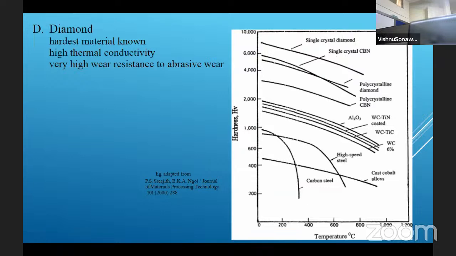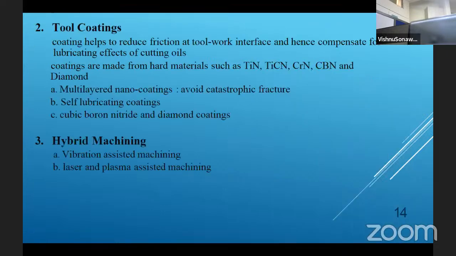Here, this graph is the most important. We can use this. Now the tool coating: what types of tool coatings are used to compensate for the lubricating effects of the cutting tool? Titanium nitride, titanium carbide nitride, chromium nitride, cubic boron nitride, and diamond. These materials are self-lubricating coatings, and so are cubic boron nitride and diamond.